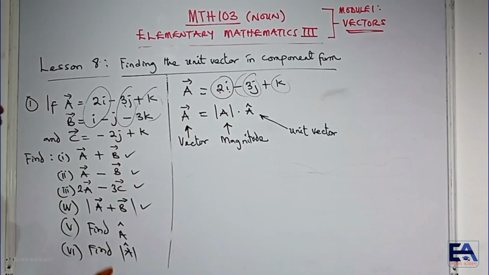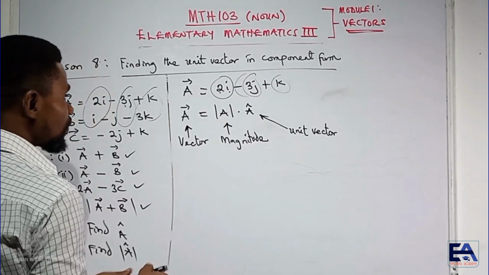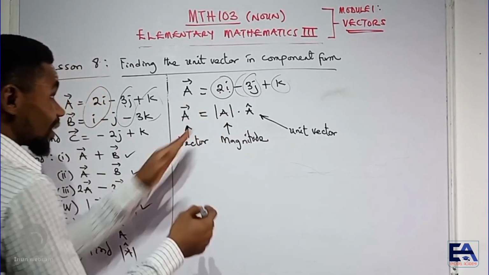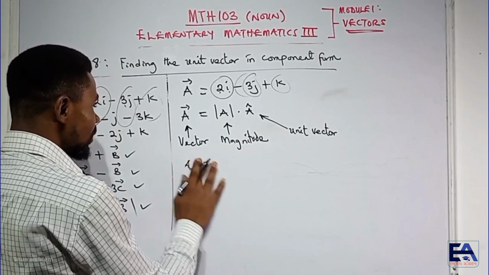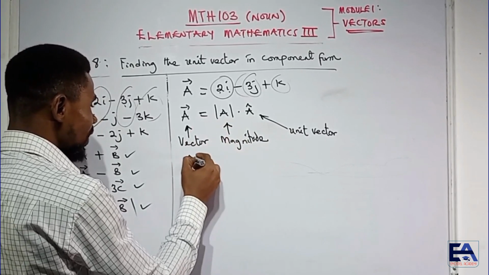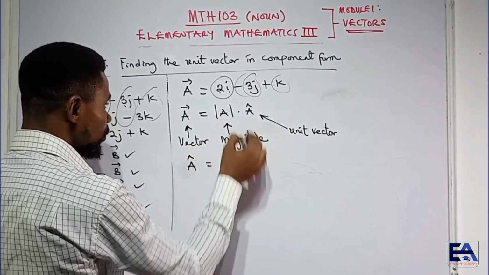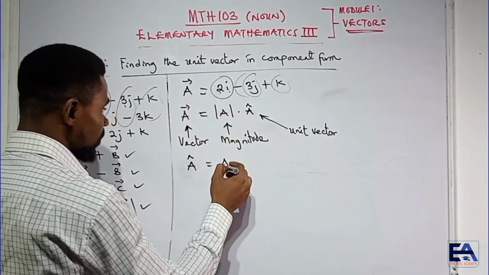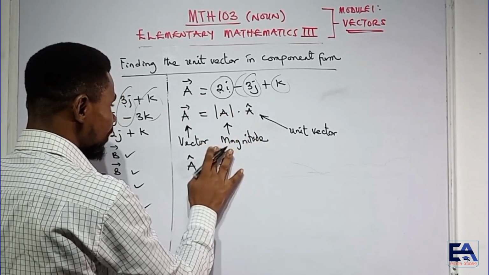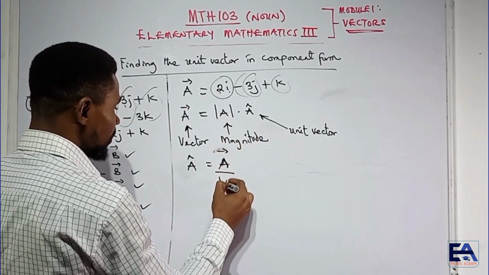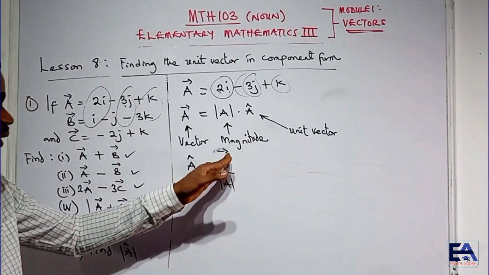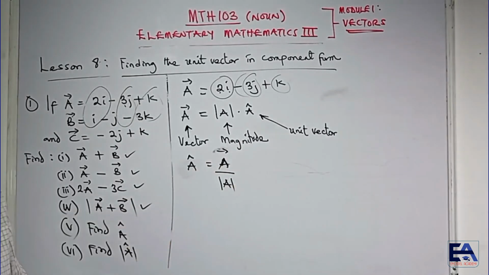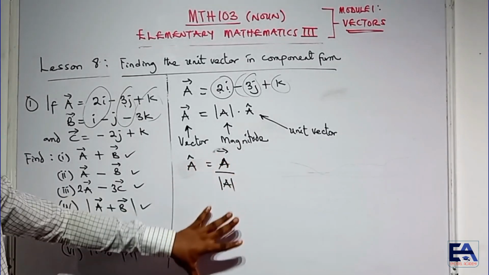So if the question now says find the unit vector of a particular vector that is already given in component form, then mathematically we are going to use the formula, reversed: the unit vector is going to be the actual vector divided by its magnitude. So the unit vector is the actual vector divided by its magnitude. That is what is going to happen here.